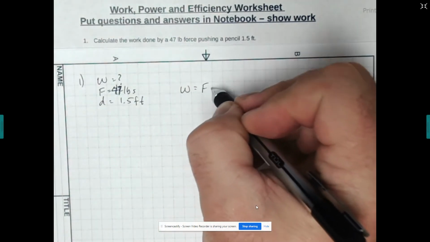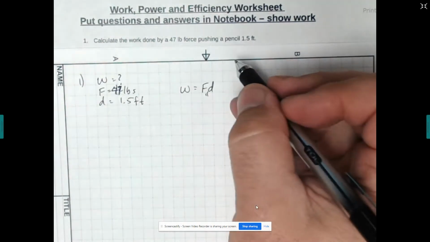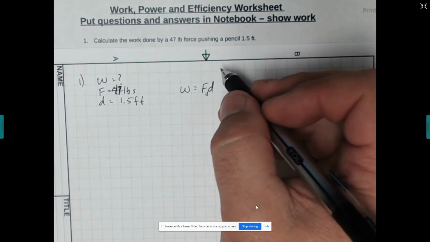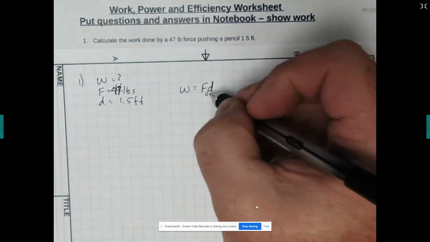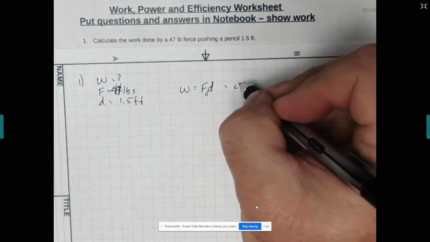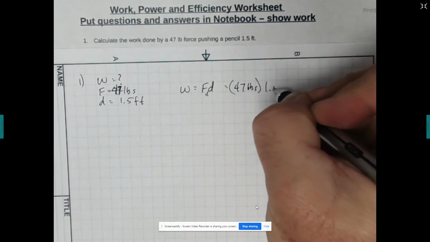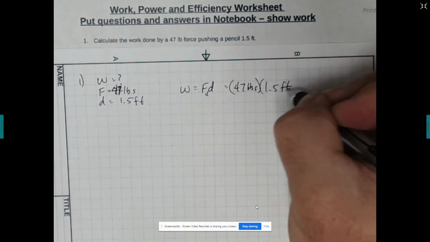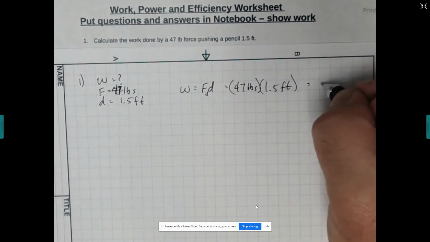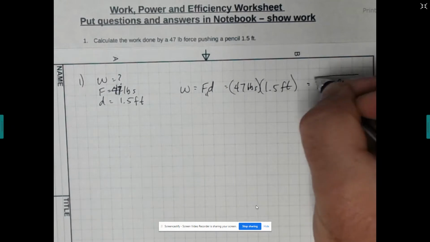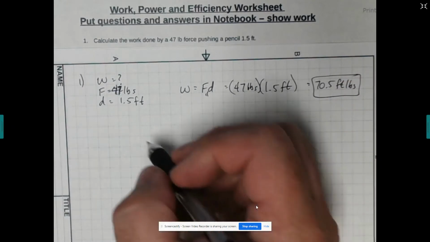Work is equal to force times distance. They must be parallel. They don't say different, so we're going to assume these are parallel. Okay, and so when we solve this, you just plug these in. So it's just 47 pounds times the 1.5 feet. And then we multiply that out, we get 70.5 foot-pounds. That's all there is to that one.